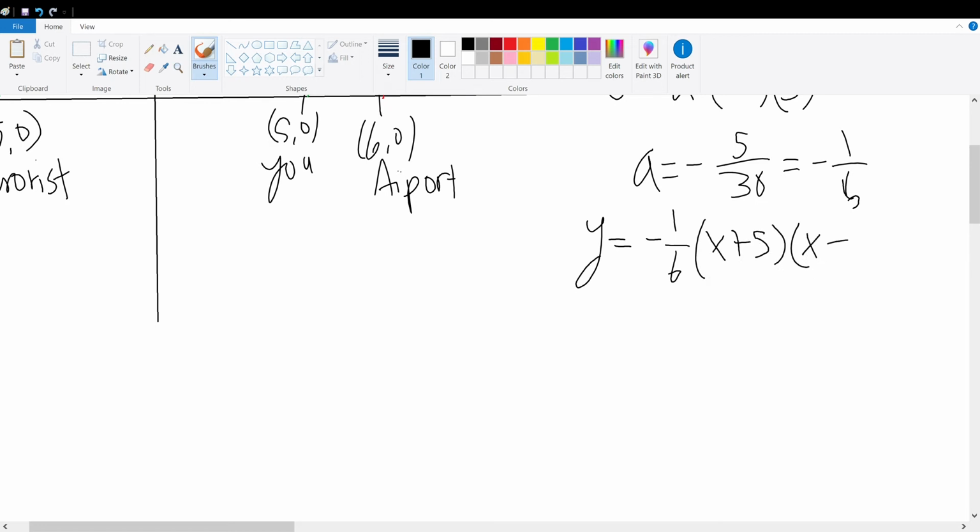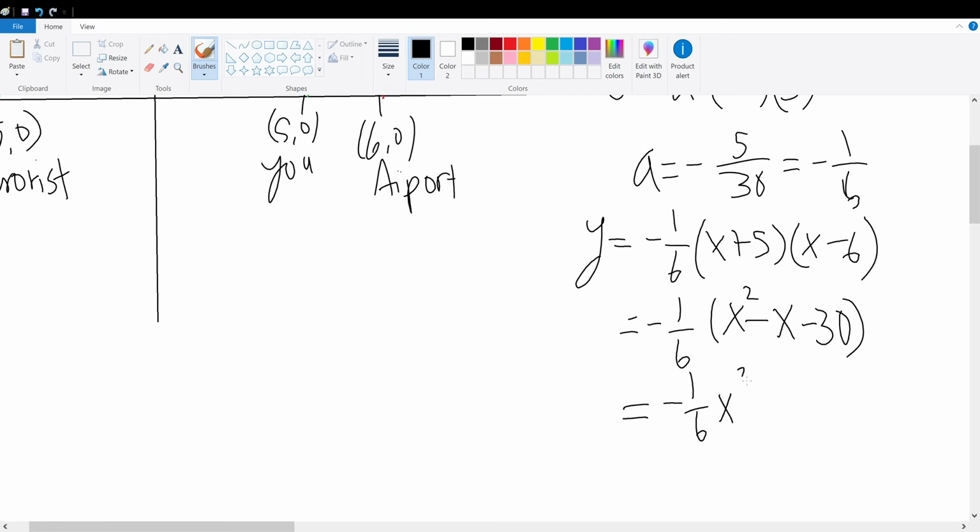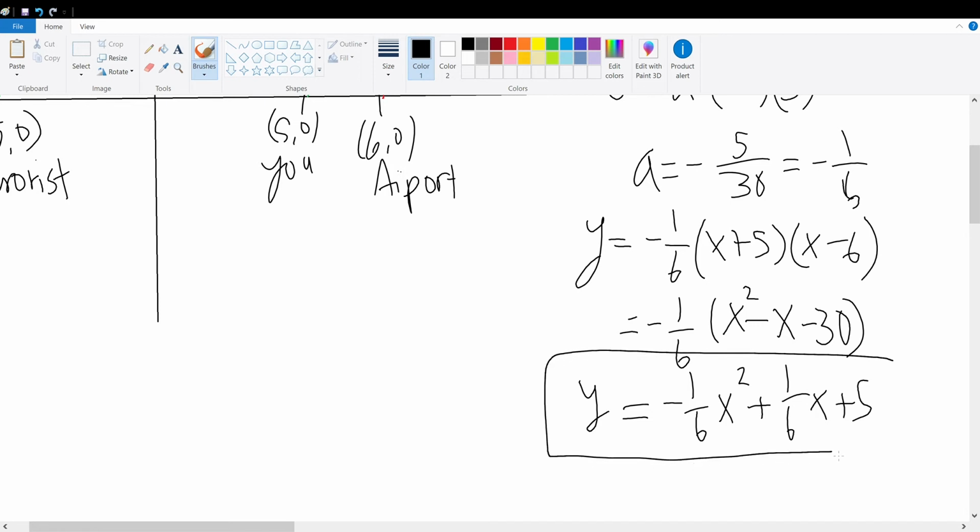which if we factor out, we can get its general equation, and with its general equation, find out its parametric equation and maintain the missile's direction along with its time and speed. So this will become x squared minus x minus 30, which we can then plug -1/6 into the function to get -1/6x squared plus 1/6x plus 5. And here we have the terrorist missile function, which is this parabola right here.